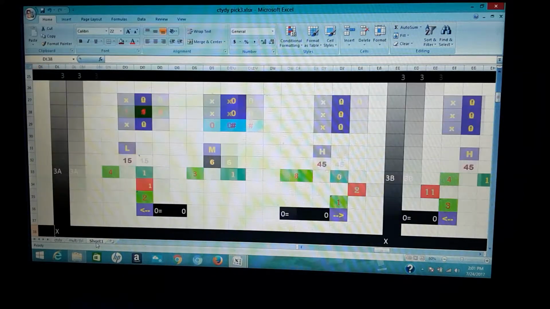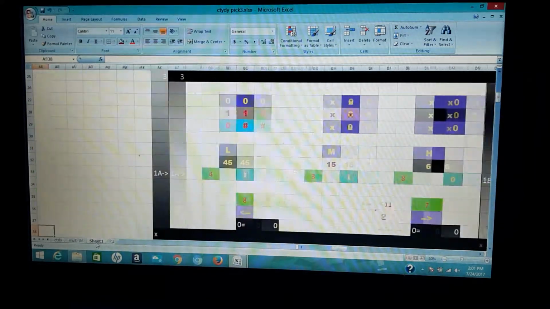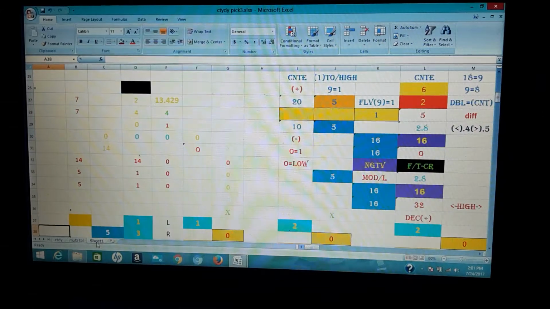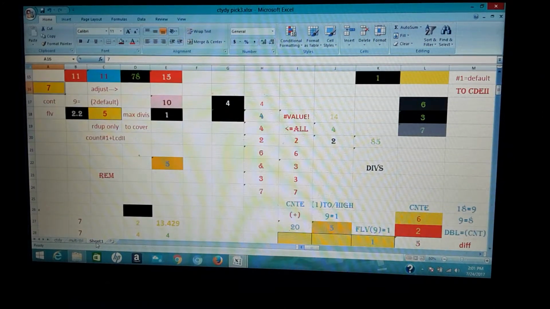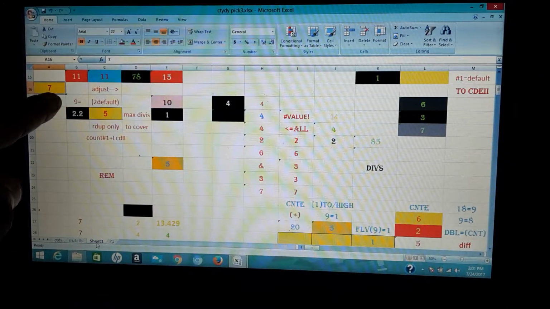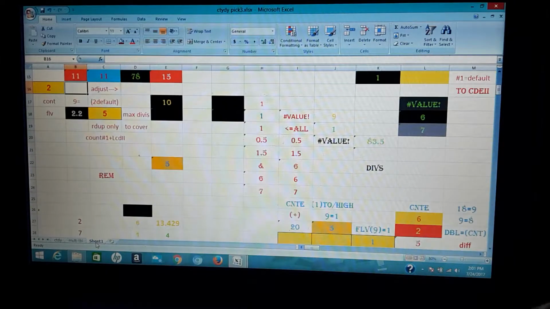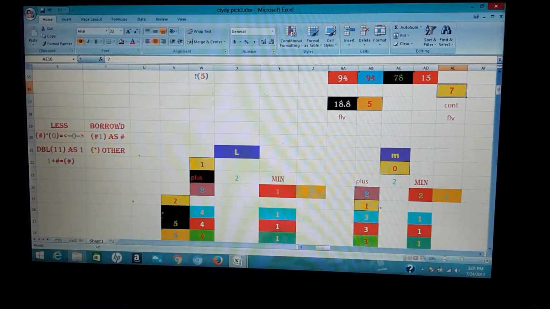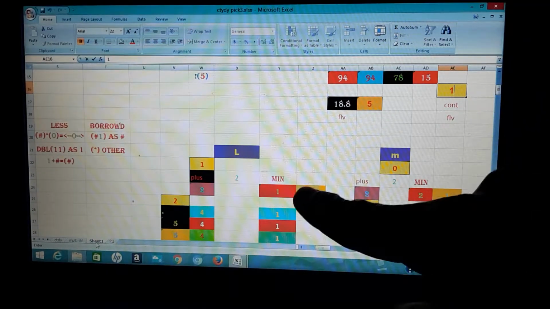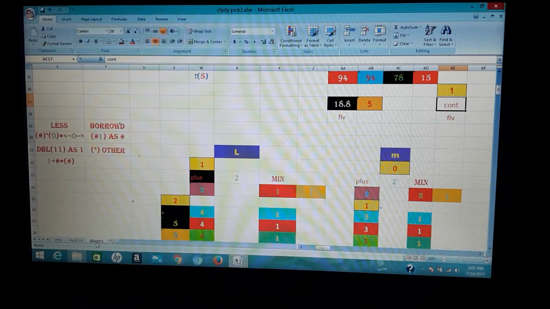So go back up here and right there. The left hand side is a 2. We enter 2. We adjust it all the way to the right. We enter a 1. 2 and a 1. Enter. Now we're good.